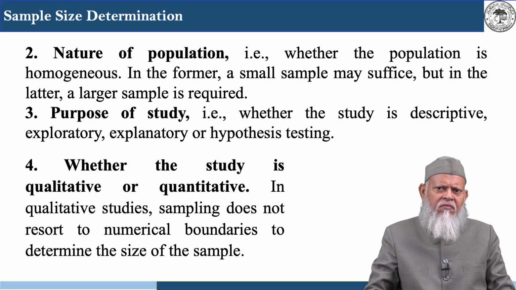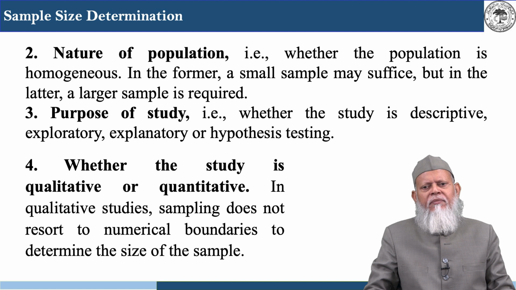This is a very simple example to distinguish between homogeneity and heterogeneity. So if a population is highly homogeneous, a small sample can suffice. If a population is not so, it is more heterogeneous, then a small sample will not suffice. One has to go for a large size of the sample, bigger size of the sample. That is very important. Then next is the purpose of a study.